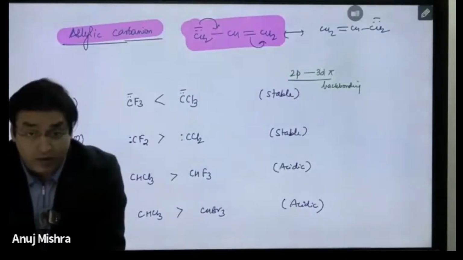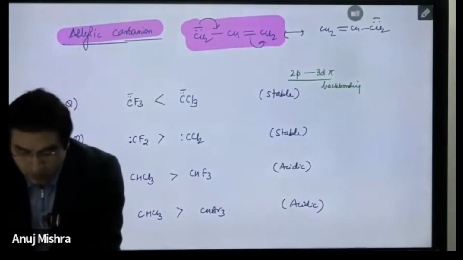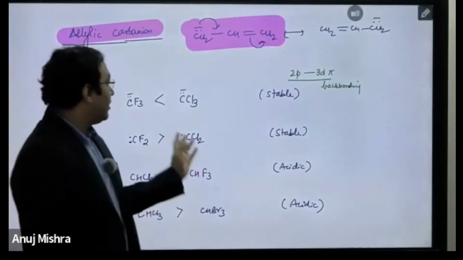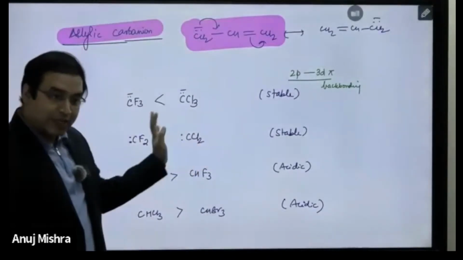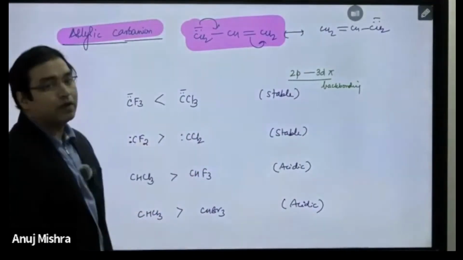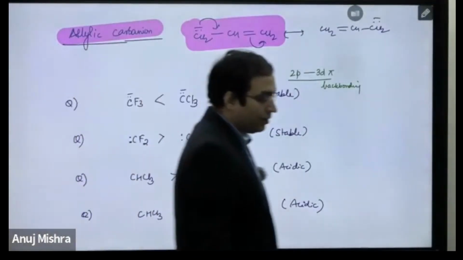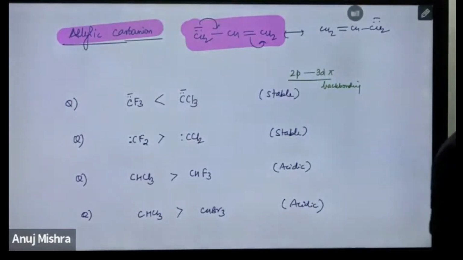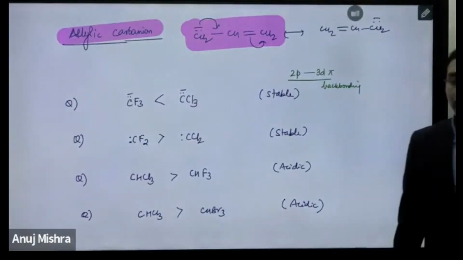Of course, back bonding is a strong support. What about the second question? In the second question, I wrote CF2 CCl2 the other way around by mistake. No, this is correct. Why is it this way? Can you explain why the second question is this way? बताइए.